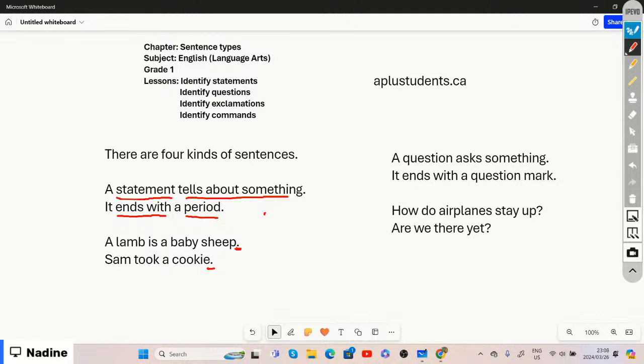Let's say today is Tuesday. Even if you tell somebody today is Tuesday, that is just a random statement that you are making, and it ends with a period. It's anything that you are saying, anything random, anything that is just straight to the point. That is a statement, and it ends with a period.